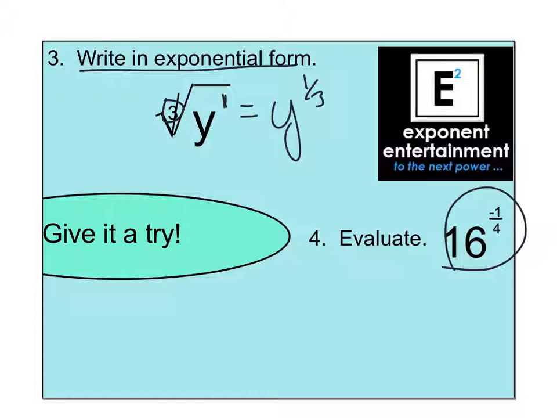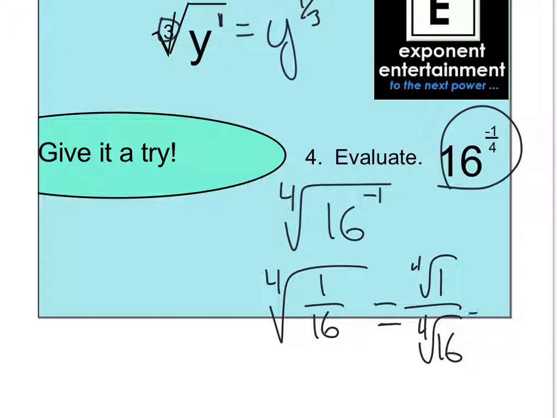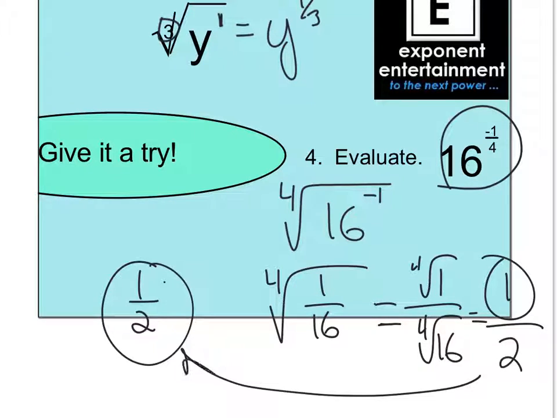If I look at this one, a negative exponent means this is the fourth root of 16 to the negative 1. Negative means I put it in the denominator. So I'm going to have 1 over the fourth root of 16. The fourth root of 1 is always 1, and the fourth root of 16 is 2. So my answer is going to be 1/2. But don't forget what the negative exponent means: you have to flip it over.